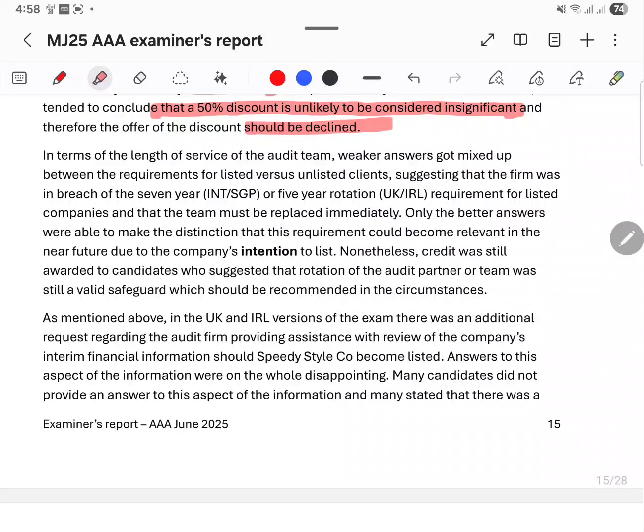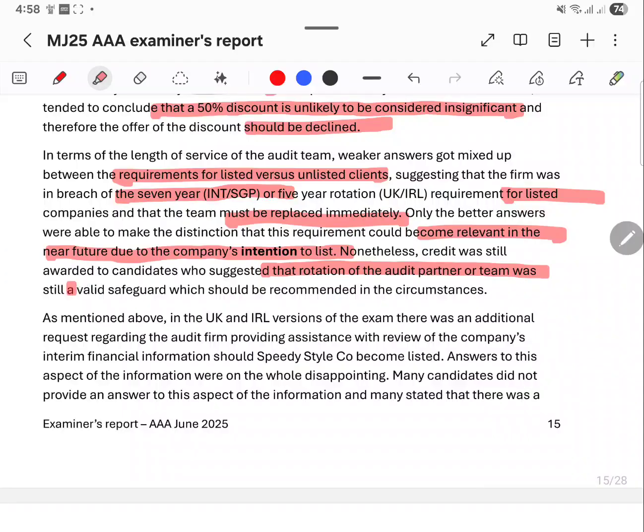In terms of the length of service of the audit team, weaker answers got mixed up between the requirements for listed versus unlisted clients, suggesting that the firm was in breach of the 7 years INT and SGP, 5 years, rotation requirement for listed companies and that the team must be replaced immediately. Only the better answers were able to make the distinction that this requirement could become relevant in the near future due to the company's intention to list. Nonetheless, credit was still awarded to candidates who suggested that the rotation of the audit partner or team was a valid safeguard which should be recommended in these circumstances.